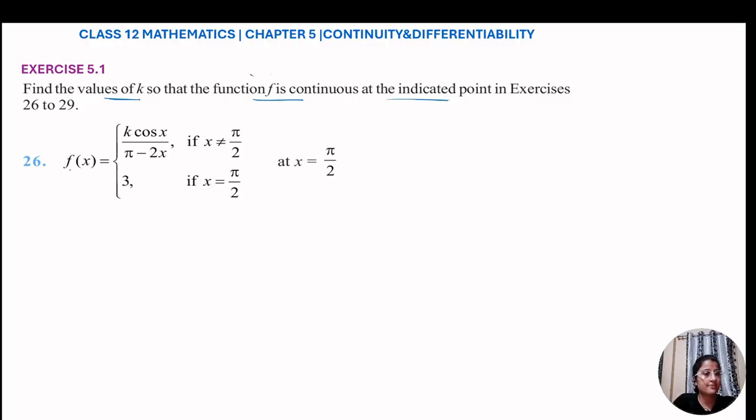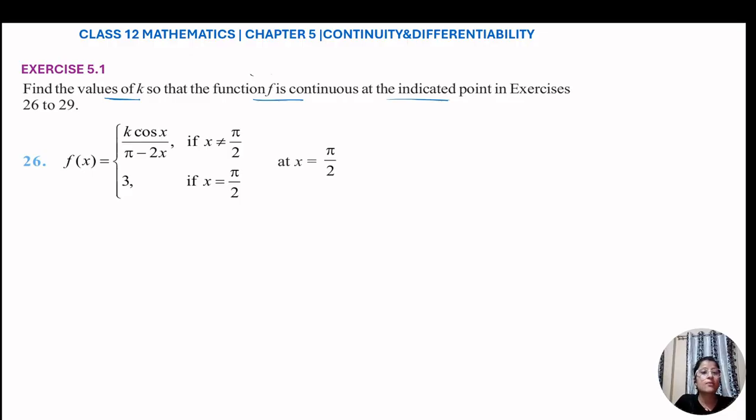As you can see, we have defined a function f of x. For x not equal to pi by 2, it is defined as k cos x divided by pi minus 2x. And for x equal to pi by 2, it is defined as 3. So our indicated point is x equals pi by 2, and we have to find the condition on k.